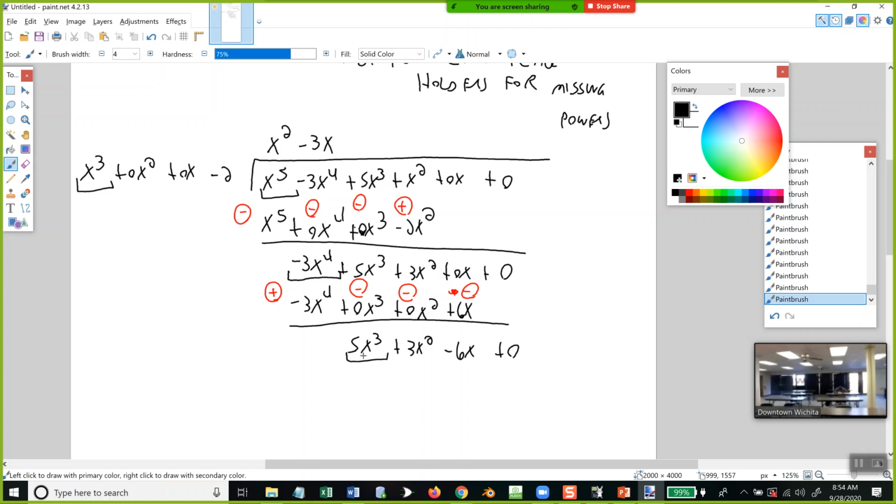Again, first term each side, what goes up on top? You ask yourself what times x to the third gives you 5x to the third. And that'd be 5. Whatever you put up on top, you multiply by what's up in front. 5 times x to the third is 5x to the third. 5 times 0x squared is 0x squared. 5 times 0x is 0x. And 5 times negative 2 is negative 10.